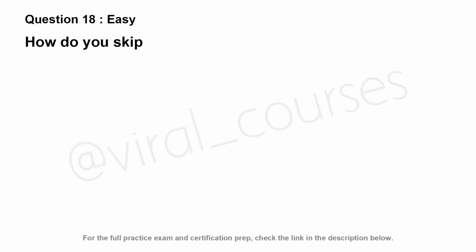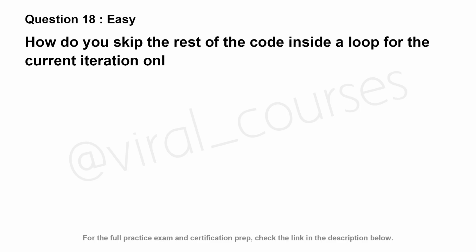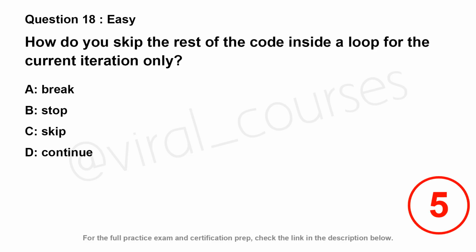How do you skip the rest of the code inside a loop for the current iteration only? Option A, break. Option B, stop. Option C, skip. Option D, continue.